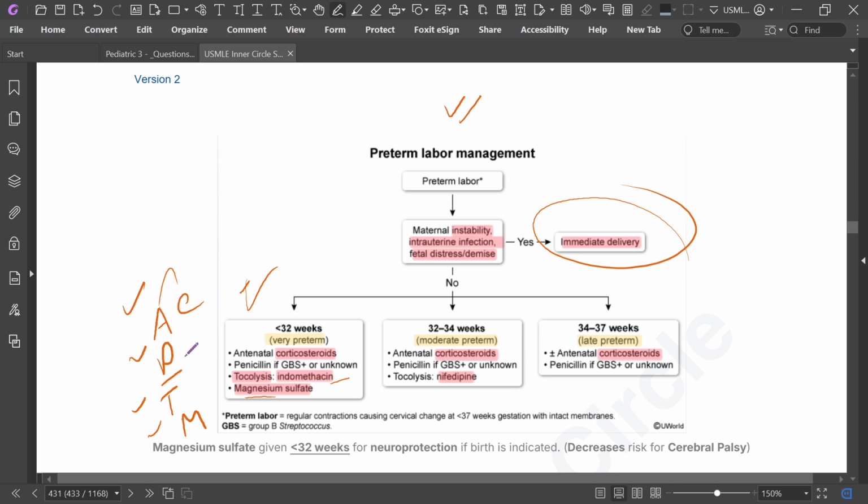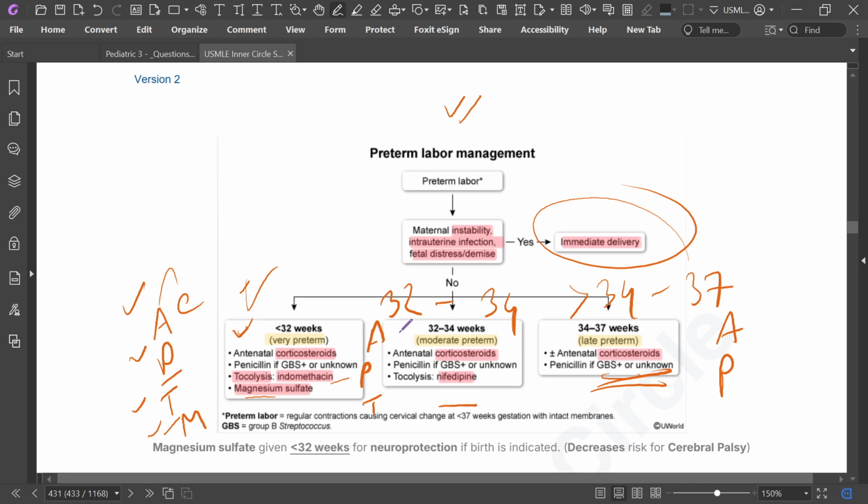Antenatal corticosteroid, penicillin if GBS, tocolytics, indomethacin, and magsulf. Then for 32 to 34 weeks: antenatal corticosteroid, penicillin, and tocolytic, nifedipine. If it is 34 to 37 weeks, then antenatal corticosteroid and penicillin if GBS is unknown.